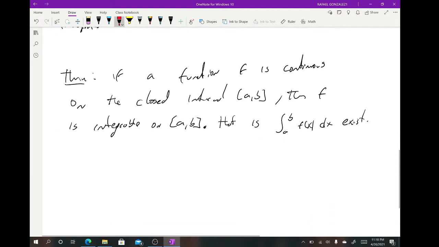Okay? Now this is guaranteeing us that if we are given a function that is continuous on some closed interval, then we are guaranteed that that function is integrable on that interval. Okay? And we know that this definite integral actually exists.